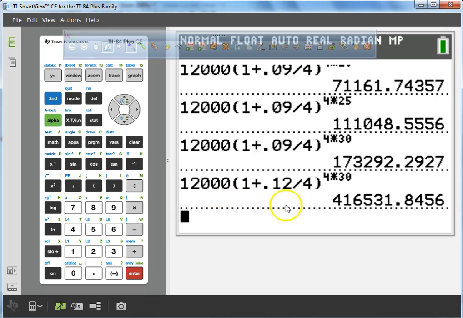So, in 30 years, I would start with 12,000 without adding any more. What do I have in 30 years? 416,000. Now, this is without adding any more. But what do you think the best thing to do is? Just keep adding it every single month. Just add a little bit.